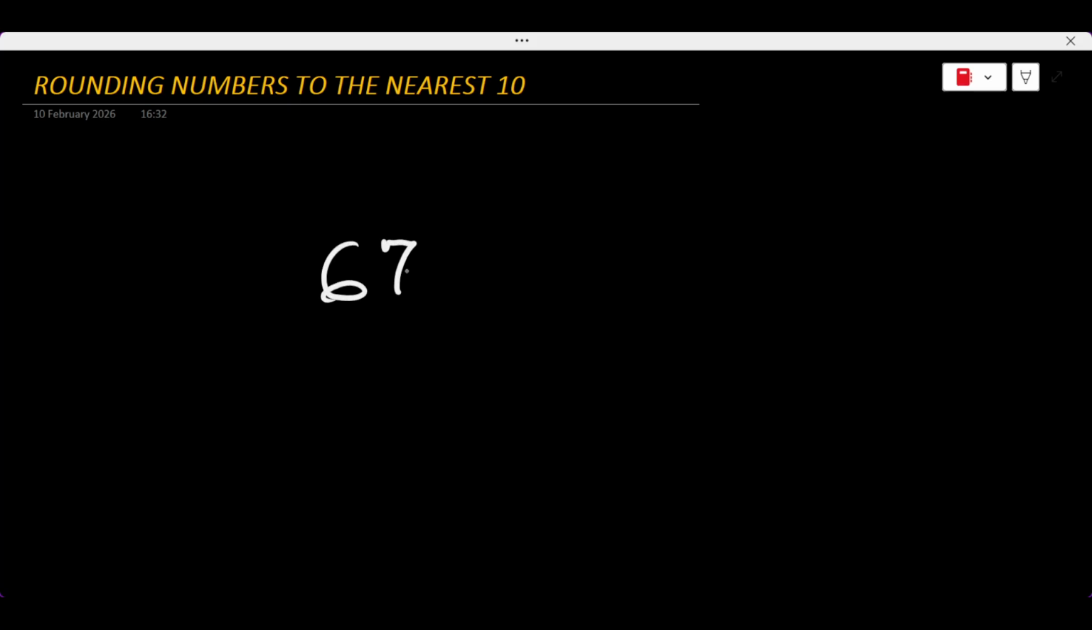We have 67. So we have to round 67 to the nearest tens digit. Now the tens digit here is 6. And this could either be rounded up to 70 or rounded down to 60. Now the next digit after the tens digit is 7, which falls under the category of 5 or more, meaning we are going to round up the 6 to 7, giving us what? 70.